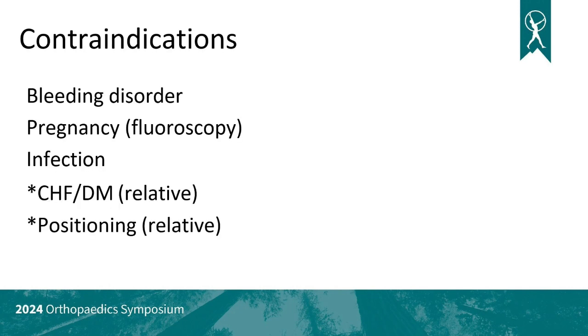Absolute contraindications: if someone has a bleeding disorder, typically I wouldn't inject them if they have a platelet count less than 70,000. So we would want to get that lab prior to the procedure. Pregnancy, of course, with fluoroscopy. Don't want to x-ray or provide any radiation to the fetus. Infection, as of course, corticosteroid increases risk for infection and can worsen an infection already present.